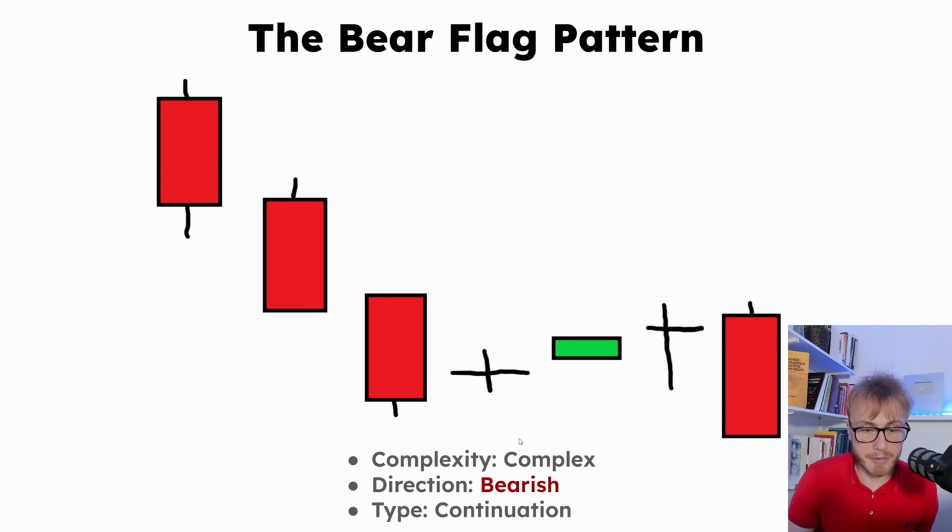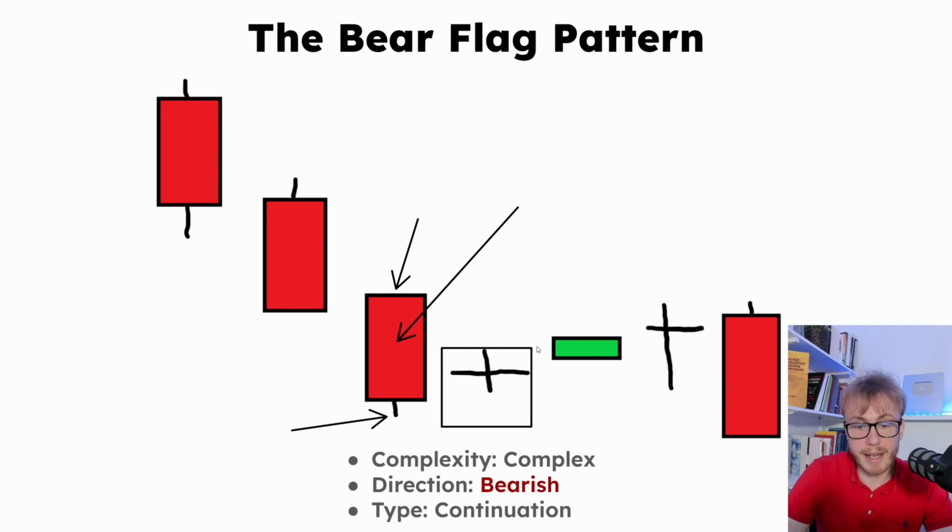To identify the bear flag, the first candlestick we're looking out for is a red candle. Preferably, we want to see either a strong red candle or a medium size red candle. It can have an upper wick. In this case, it doesn't. It can have a lower wick.